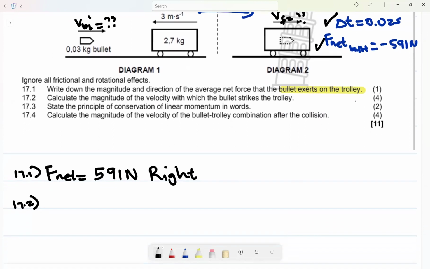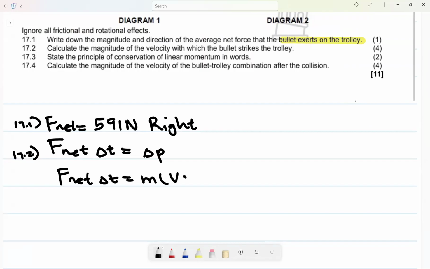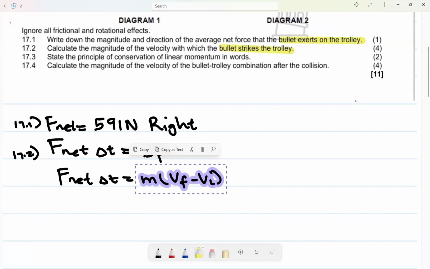But we want the velocity with which the bullet strikes the trolley. So we'll say F net times change in time is equal to change in P. Let me manipulate this: F net change in time is equal to mass times final velocity minus initial velocity. This will be the mass of the bullet.